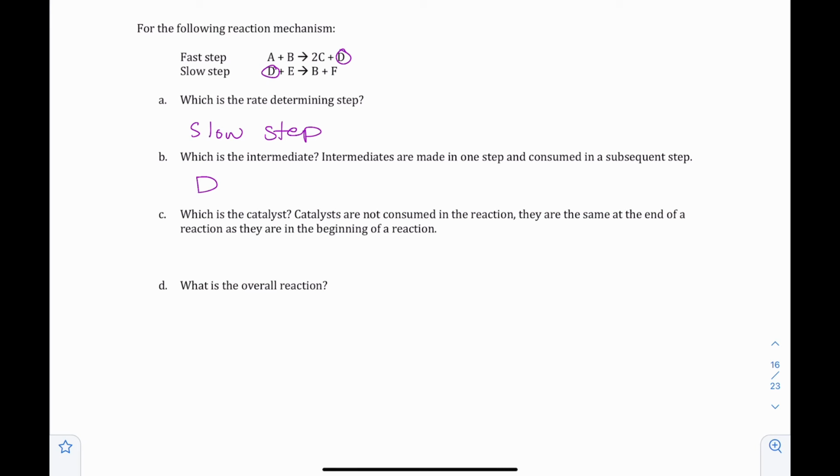Catalysts are not consumed during a reaction, so they're the same at the beginning of a reaction as they are at the end of a reaction. For example, B is a reactant at the beginning and a product at the end.